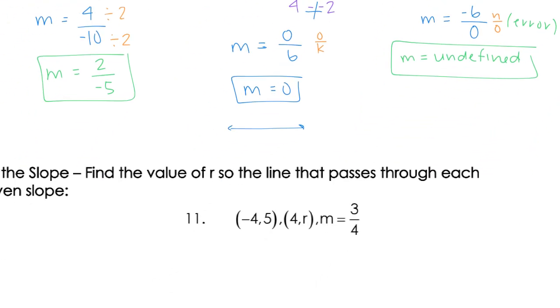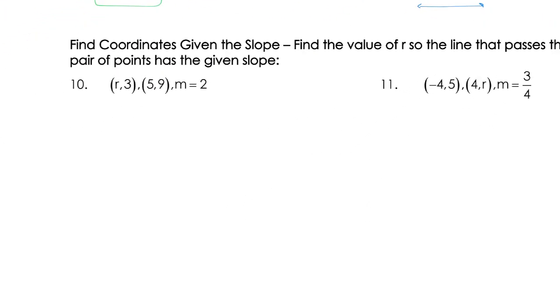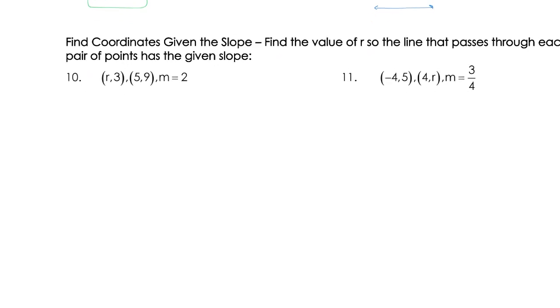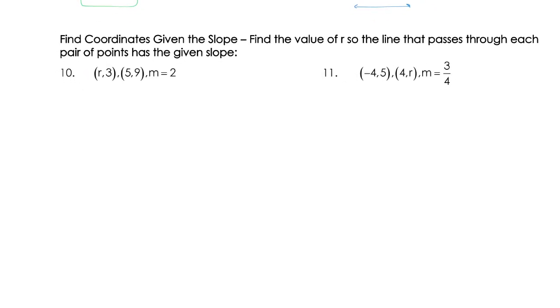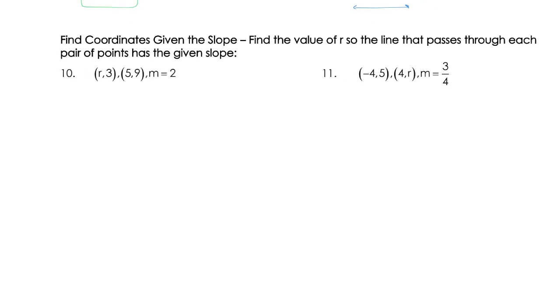So with that being said, let's go ahead down here and look at 10 and 11. So we need to find the value of r so that the line passes through each pair of points that has the given slope. So very similar to up above, we still need to use the formula m equals y2 minus y1 over x2 minus x1. So if you notice right here, I'm going to go ahead and still label my points like normal.